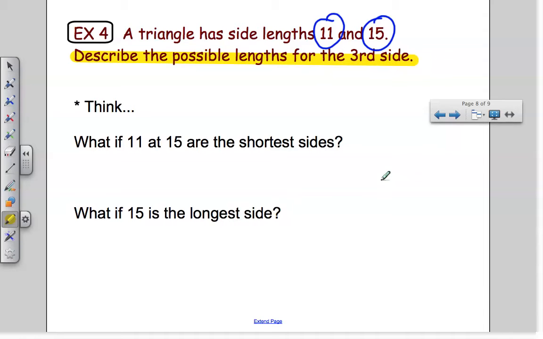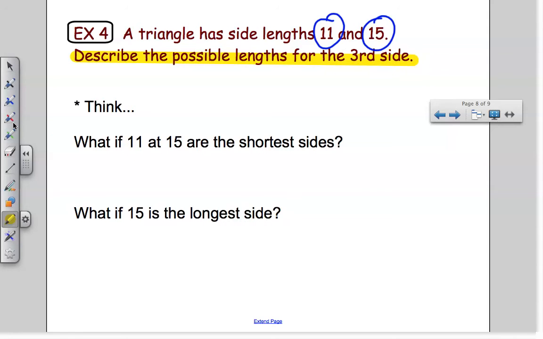And it goes off of 2 cases. So first you have to think, what if 11 and 15 were the shortest 2 sides, and we're looking for where is the limit for how long the longest side could be? Or the second case is, what if the longest side is already here? What if 15 is the longest side, and it's 11 and whatever for the shorter 2 sides?